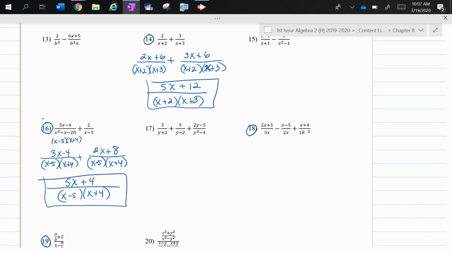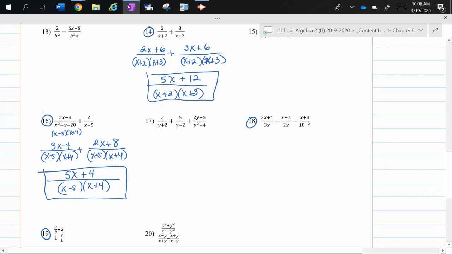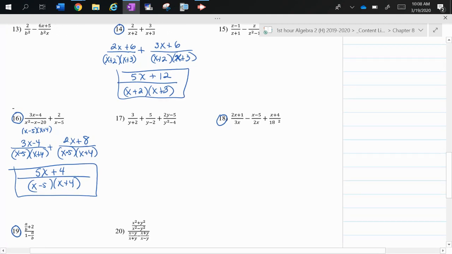Okay, we've only got a couple more. Hang in there with me. Let's go to number 18. Okay, so number 18, oh Lord, we have 3 fractions that we need to subtract or add. So I need a common denominator. There's a little x missing there. That's supposed to be an x.